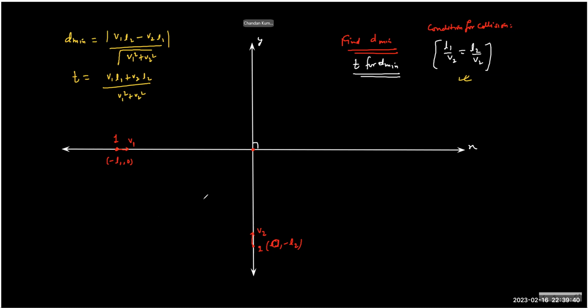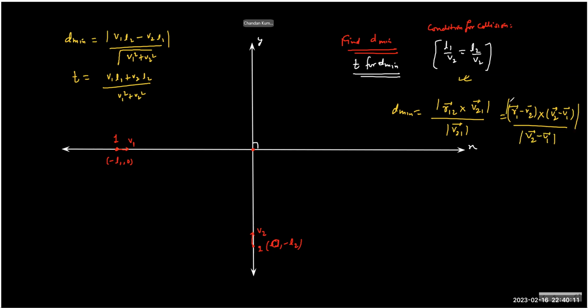Okay, look at the answer. So one is the formula for the diagonal. What is the D minimum formula? R12 cross V21 modulus. So R12 means R1 minus R2, cross V2 minus V1. That's simple. Put in the modulus here.